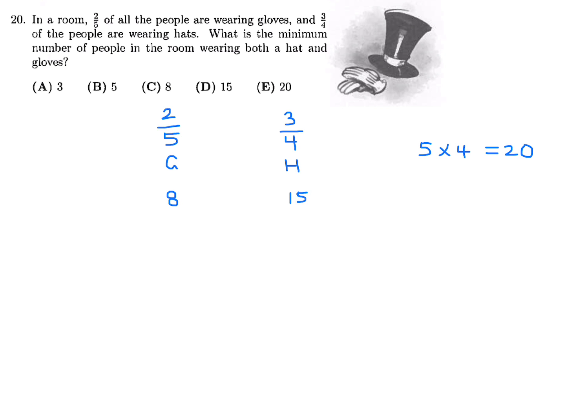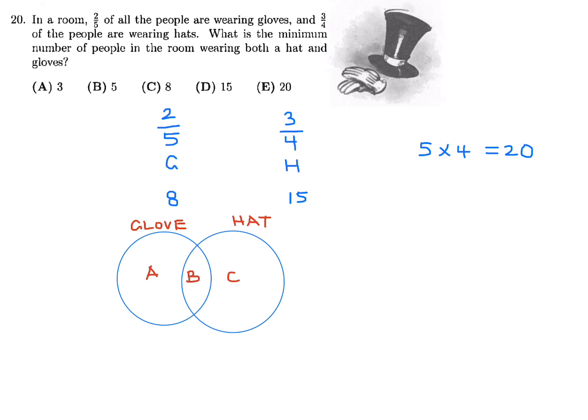And now we want to figure out what is the intersection. So, for example, I'll call this circle the glove circle, and I'll call this the hat circle. And we'll label this A, B, and C. Well, A plus B is the glove circle, so that equals 8, 8 people wearing gloves. And then B plus C, that's the hat circle, that equals 15. And what we're interested in is finding B, because B represents people who are wearing both glove and hat.